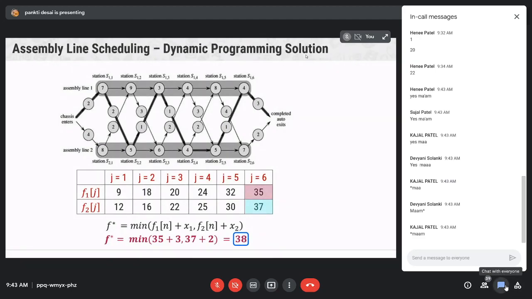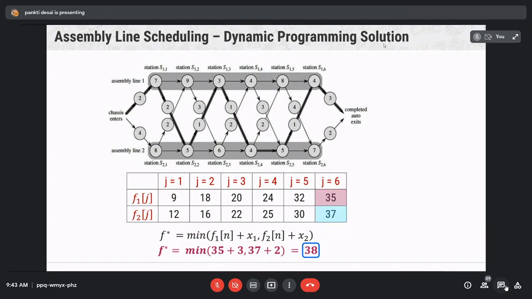Okay, so this is the assembly line scheduling. At the end, you can show the optimal path using a dark line like this. In your diagram, you can show the optimal path in your solution with a dark line. So whenever you write the answer, after this table you can draw this diagram like this. This is the optimal path for the given assembly line scheduling problem.